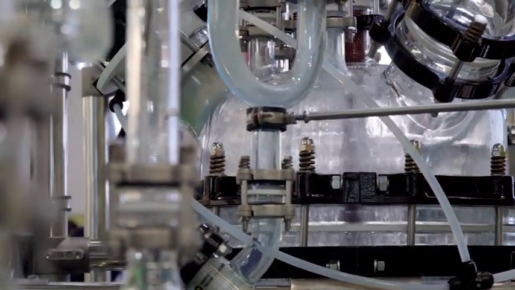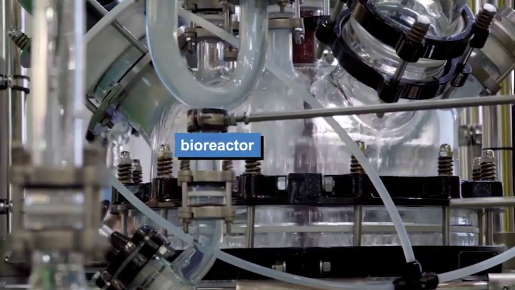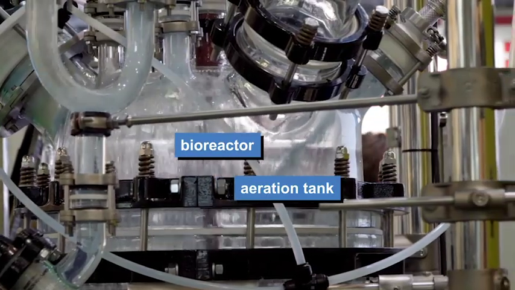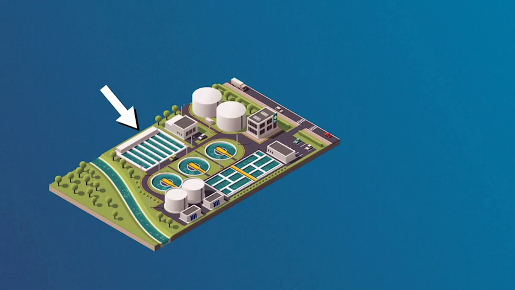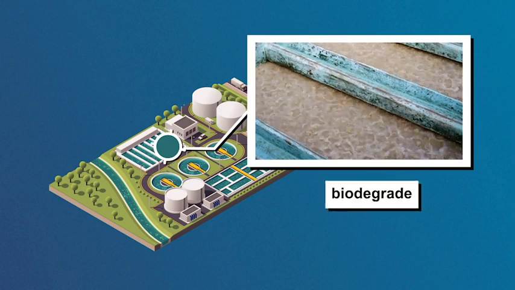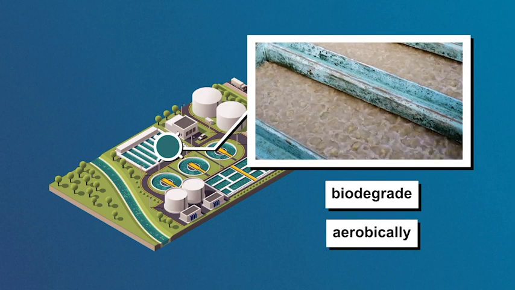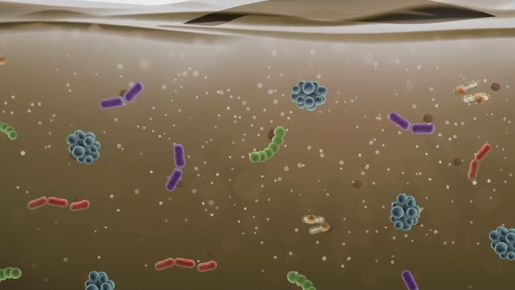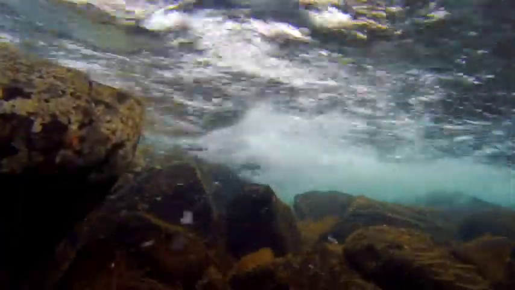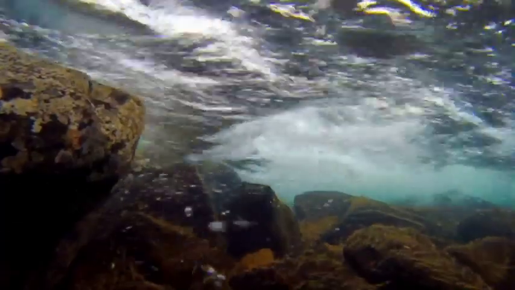Meanwhile, the wastewater from the settling tanks and the water removed from the sludge flows into a specially designed bioreactor, for example, an aeration tank of the activated sludge process. This is where most of the water treatment happens. Air is supplied so that microorganisms in the wastewater can biodegrade the remaining pollutants aerobically. Bacteria break down the organic matter, which contains carbon, to form carbon dioxide and water. This is similar to what occurs in nature at the bottom of lakes and rivers, but that process takes much longer.